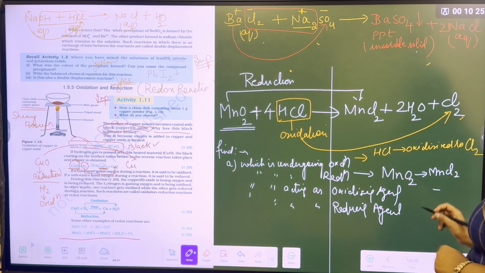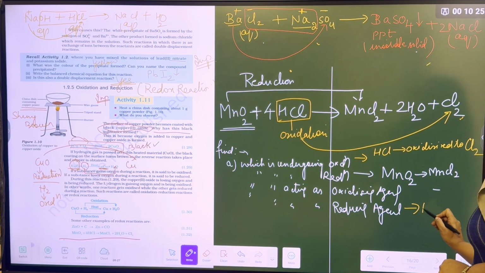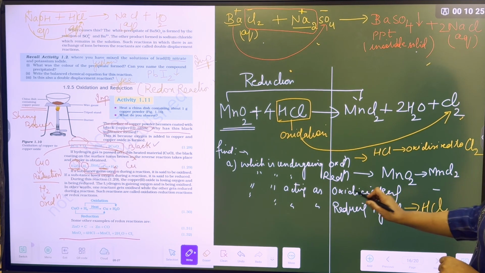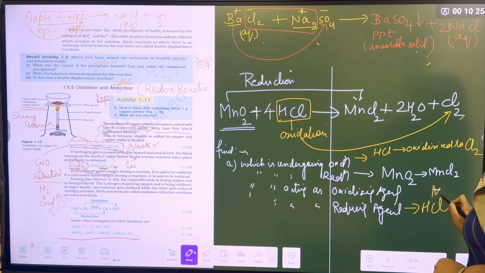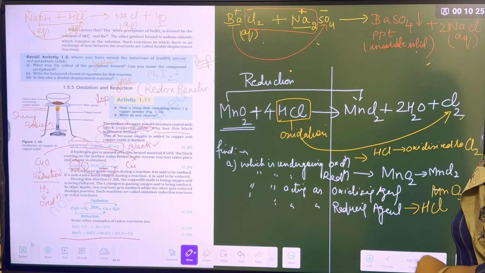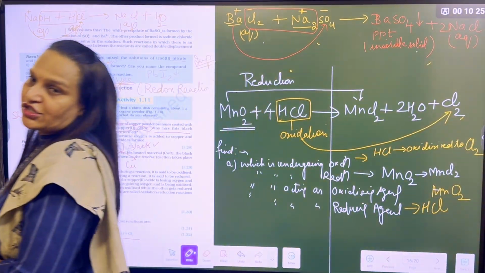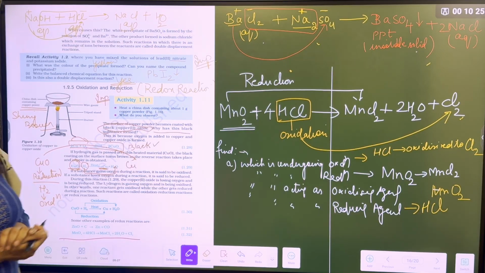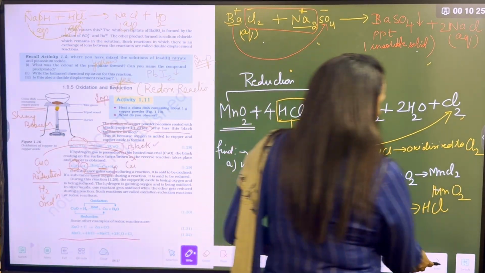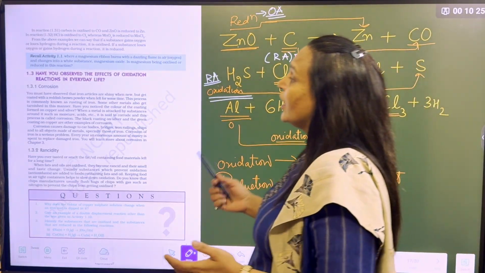Okay, who is undergoing oxidation? That is called the reducing agent. And who is undergoing reduction? That is called the oxidizing agent. Finish. So easy, no? I hope everybody has understood. Let's finish up the chapter with the last topic. Last topic is very, very easy.